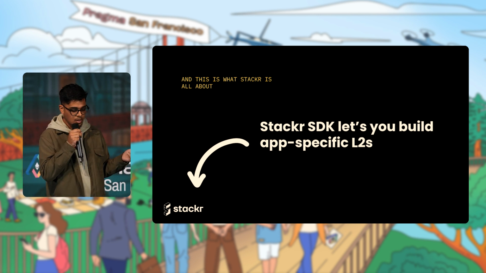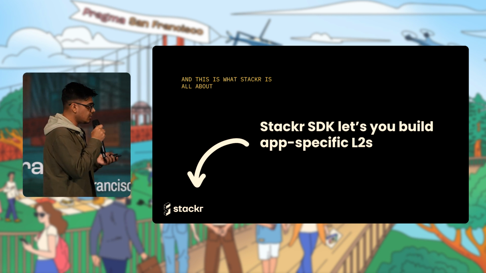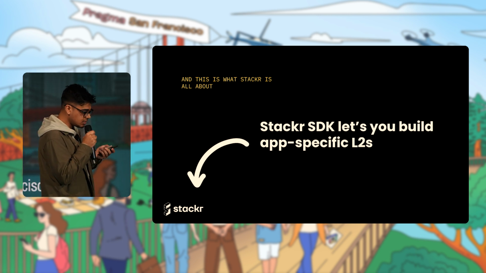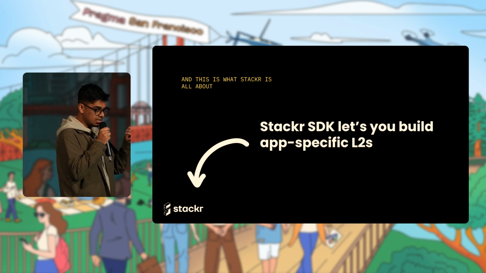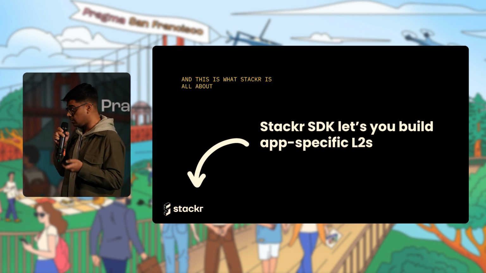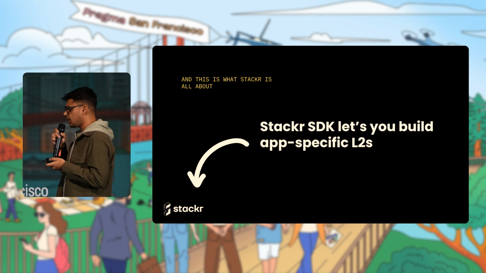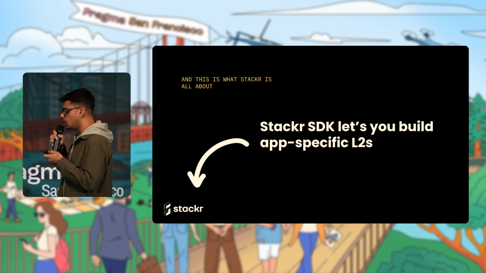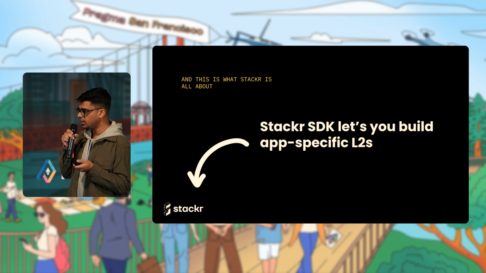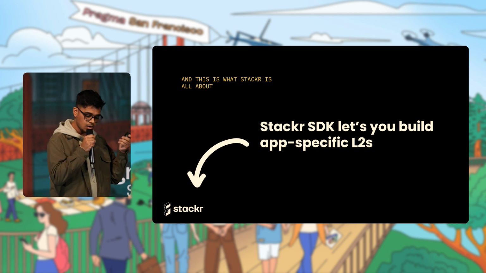And this is where Stackr comes in as well. So Stackr SDK lets you build your own app-specific L2s. It helps you decide the 3 questions that I talked about initially, and then you can have it your way. So Stackr is nothing but a minimal roll-up framework. It gives you tooling to launch your own L2s.